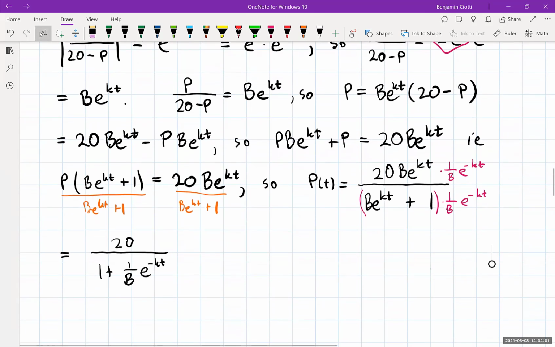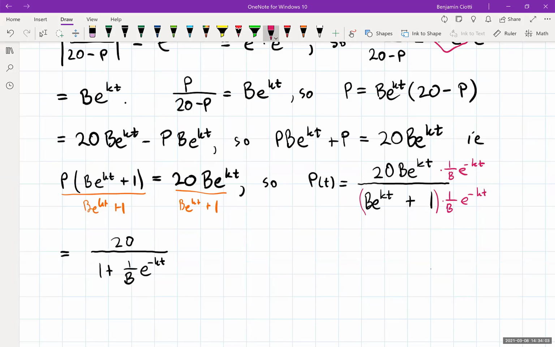And finally, apologies, I'm going to introduce yet another letter to make this look even simpler. I'm going to call this A. So A is 1 over B. Again, still just some constant. And this whole thing is equal to 20 over 1 plus A e to the negative kt.